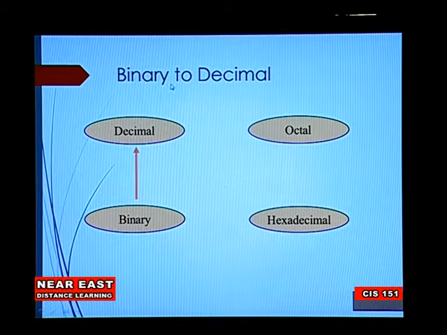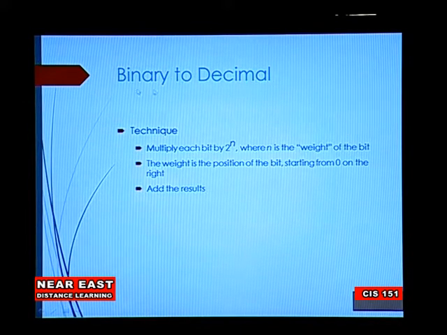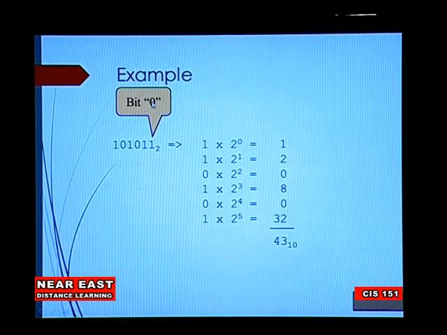Now I'm going to show you how to convert binary to decimal. The technique is: one, multiply each bit by 2 to the weight n, where n is the weight of the bit. Second, the weight is the position of the bit, starting from 0 on the right. Third, add the results. Now we'll explain exactly how we convert binary to decimal.